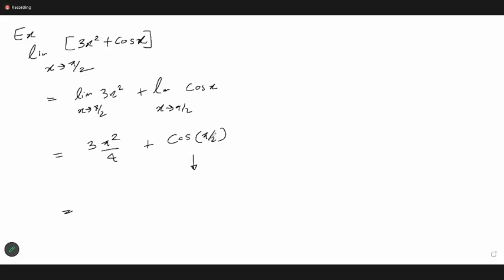What is the value for cos 5π over 2? 0, right. Then this one is 0. Then the remaining one is 3 times 5 squared over 4. This is the answer.